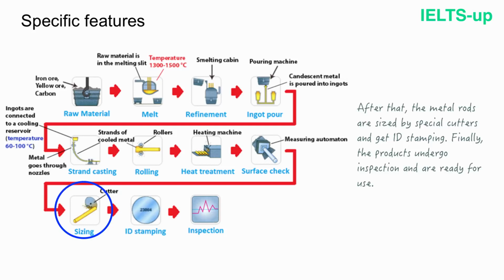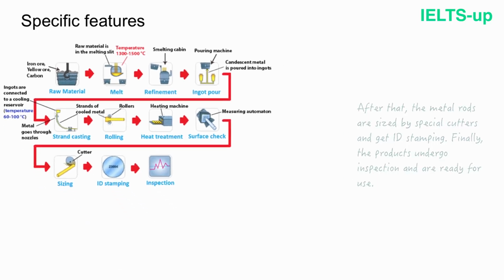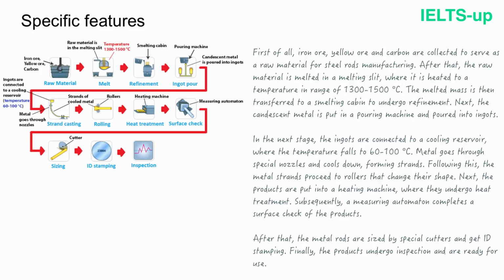After that, the metal rods are sized by special cutters and get ID stamping. Finally, the products undergo inspection and are ready for use. Congratulations! We have described all 11 stages of our process. And that's all with our special features. You can take a look at these 3 paragraphs of special features on the right.